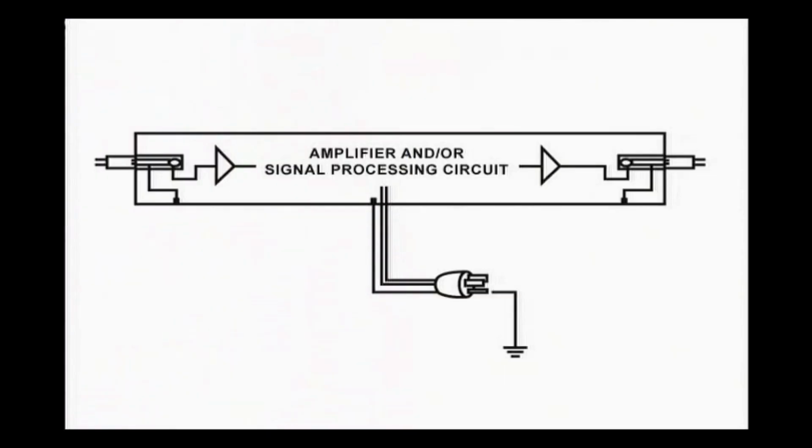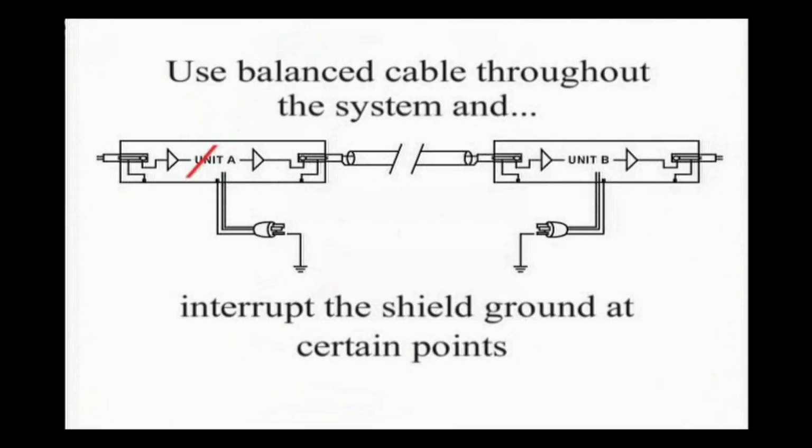As we mentioned earlier, too many paths to ground from all the various devices in an audio system can be a big contributor to system noise. The solution for this is to use balanced cable throughout the system and interrupt the shield ground at certain points. Let's look closer at how this works.